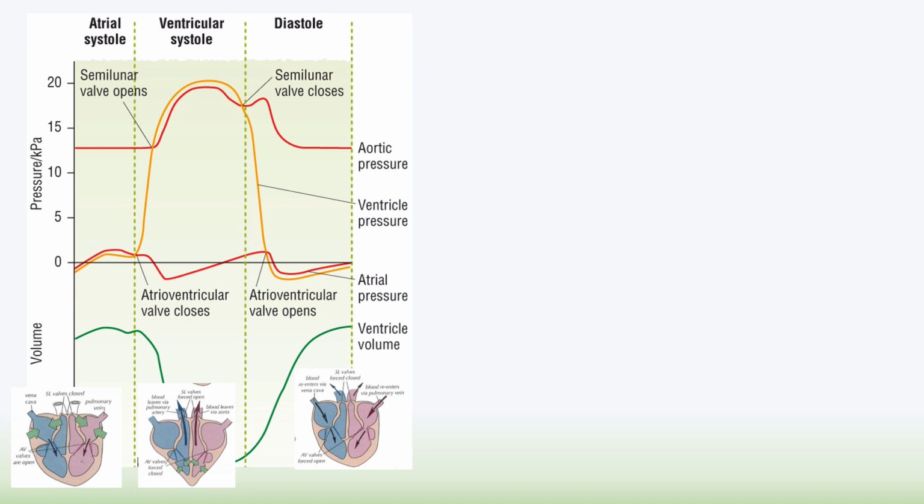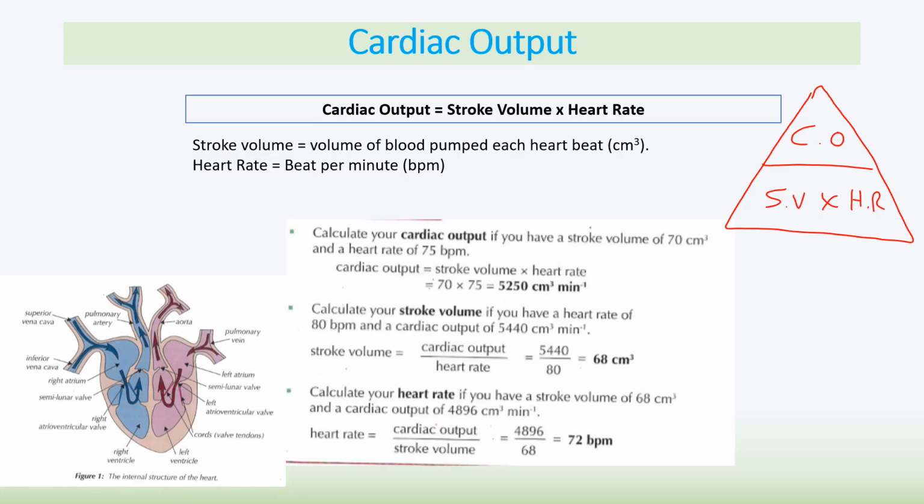Now for this video I've had to say that very quickly, but you must learn this graph and be able to talk your way through. You'll also be able to calculate your cardiac output, which is your stroke volume, that is the volume of blood pumped per heartbeat, times the heart rate or beats per minute. So you might have a question like this: calculate your cardiac output if you have a stroke volume of 70 and 75 beats per minute. So you just do 70 times 75, which will equal this. You may also be asked to rearrange the equation as shown in the examples below.